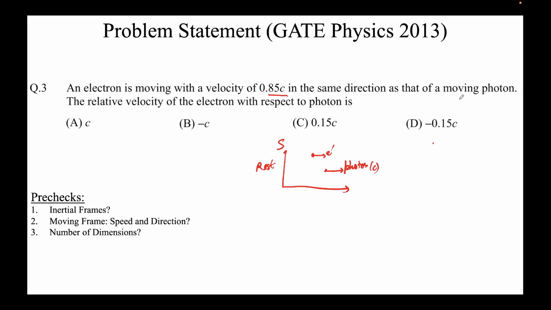Now the question says the relative velocity of the electron with respect to the photon. This means now we have to go into the frame of the photon. So this is the photon frame, so I call this the photon frame.